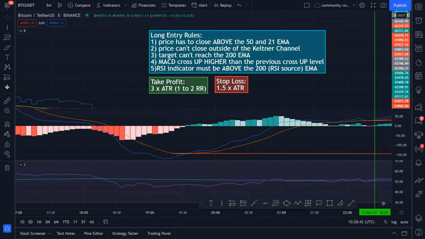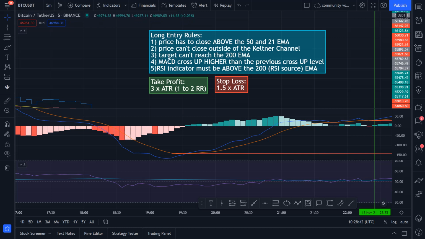So here are the rules for a long entry. First, you need to have the price closing above all the 3 EMAs. Second, the price needs to close inside the Keltner channel. Third, the target can't reach the 200 EMA. We are using this rule because we usually have a lot of resistance near the 200 EMA and the trade can quickly turn against you.